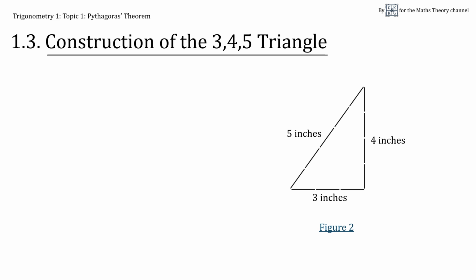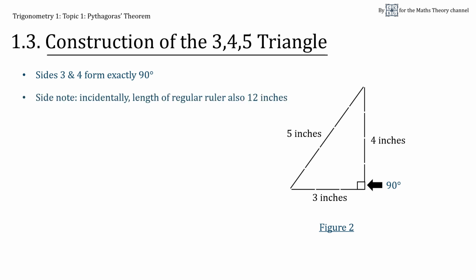We find that in doing so, the sides of 3 inches and 4 inches form exactly 90 degrees. This is a consequence of nature, that this construction forms this condition. We can then say that the triangle with sides of 3, 4 and 5 units in arithmetic progression will invariably form a right-angled triangle. Incidentally enough, if we noticed, the length of a regular ruler that we usually use is also 12 inches long. I cannot say with proof that the two are linked, though it is an interesting point to note.